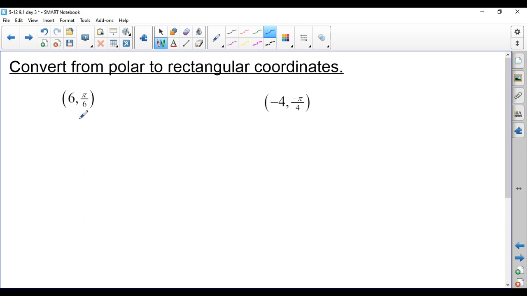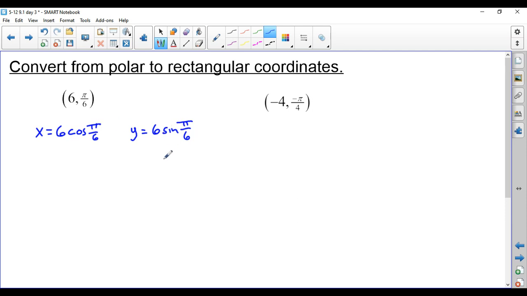So here I want to take the point 6, pi over 6 and convert it from polar to rectangular coordinates. So if I'm going to use the equations, I say that the x coordinate is r cosine theta, and the y coordinate is r sine theta.